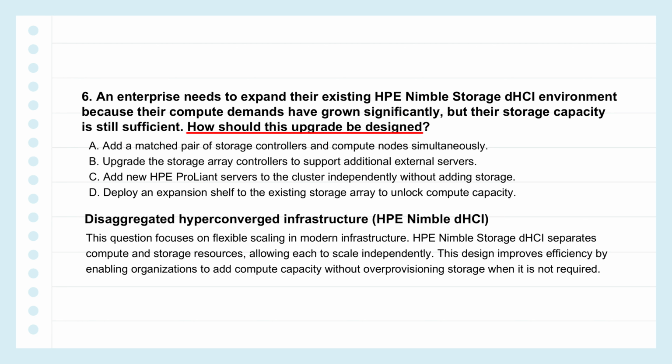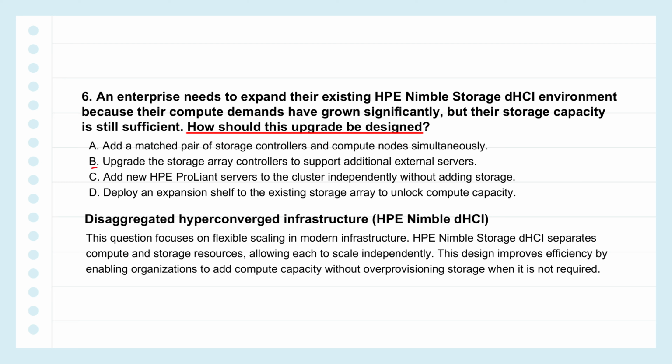Okay, 4 options for this one. Right. Option A. Add a matched pair of storage controllers and compute nodes simultaneously. Option B. Upgrade the storage array controllers to support additional external servers. Option C. Add new HPE ProLiant servers to the cluster independently without adding storage. And option D. Deploy an expansion shelf to the existing storage array to unlock compute capacity. The correct path here is option C. Add new HPE ProLiant servers to the cluster independently without adding storage.